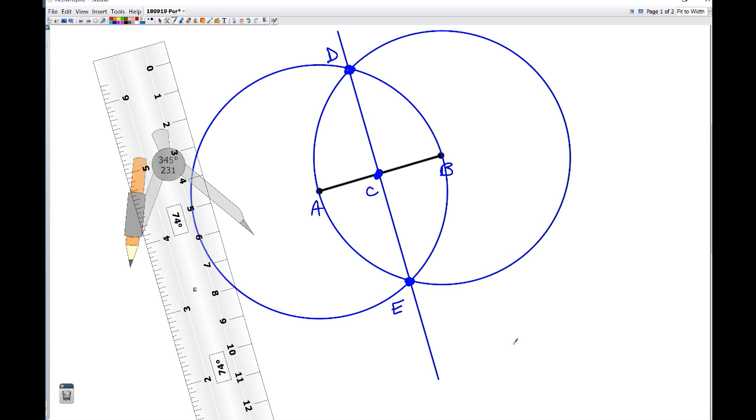So we have line segment AB. We've used our intersecting circles. We've found the midpoint C. Midpoint of line segment AB is midpoint C. We've also identified our circle intersections at D and E.